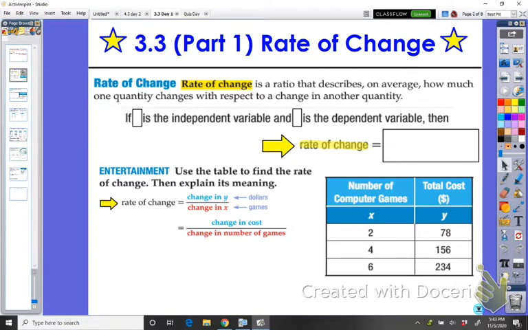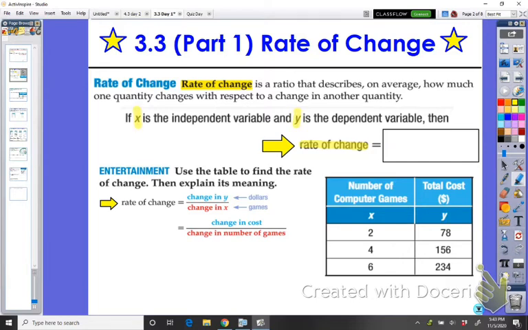So this first one, the rate of change is a ratio that describes, on average, how much one quantity changes with respect to a change in another quantity. So early on in a chapter, we talked about independent and dependent variables. The x is the independent variable and the y is the dependent variable. So make sure you write those two variables in those spots.